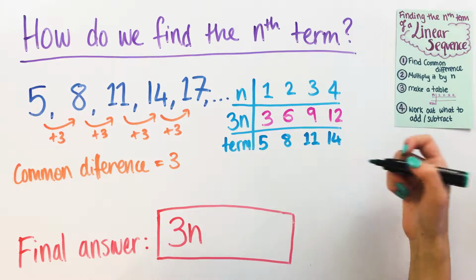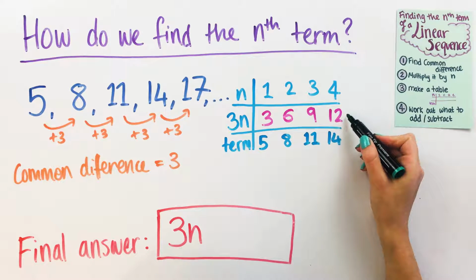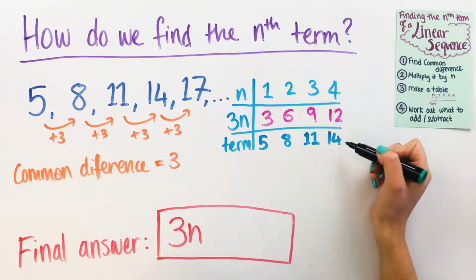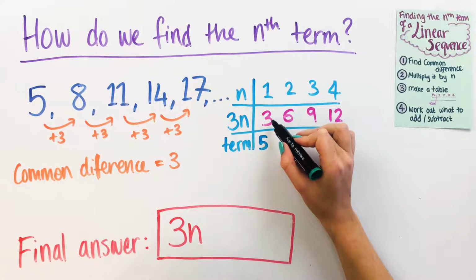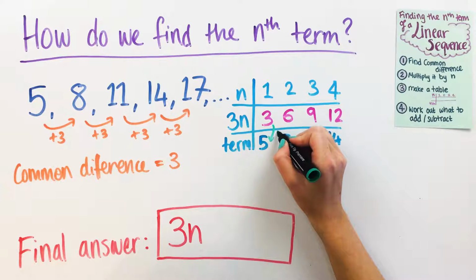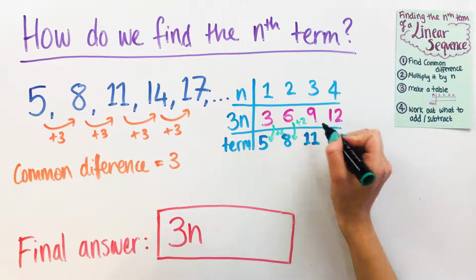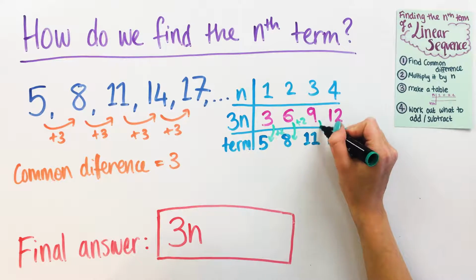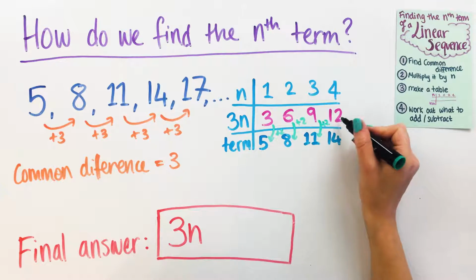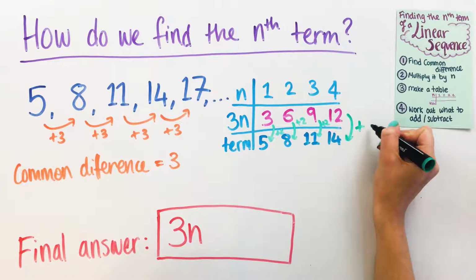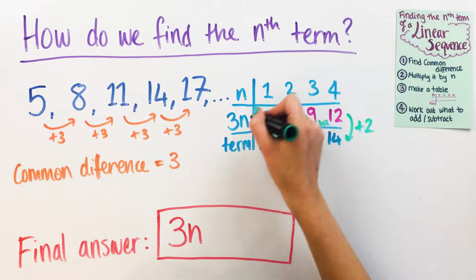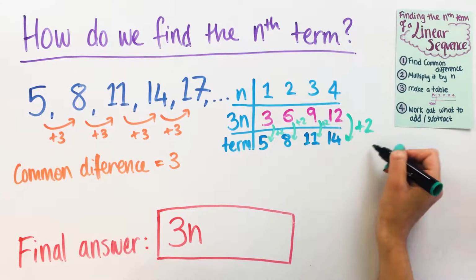Step number 4 is we work out what we need to add or subtract to go from the second row to the third row. So to get from 3 to 5, we plus 2. To get from 6 to 8, we plus 2. To get from 9 to 11, we plus 2. And to get from 12 to 14, we plus 2 also. So you can see to get from the second row to the third row, we plus 2.